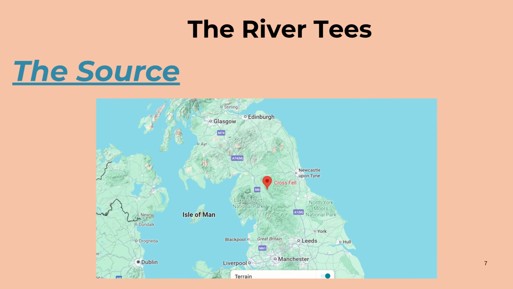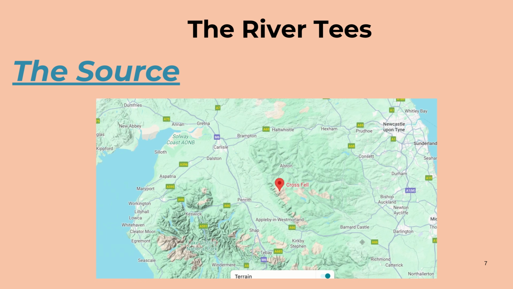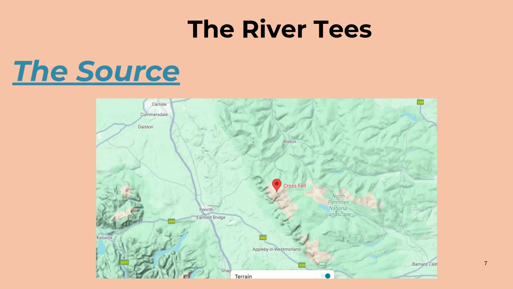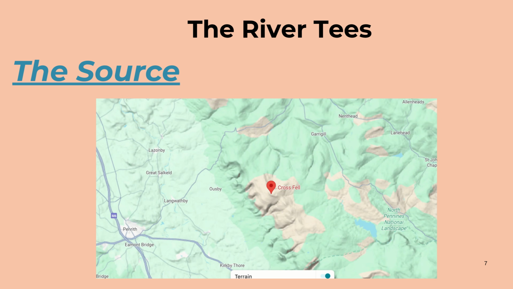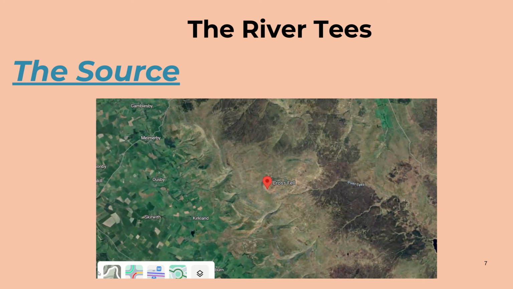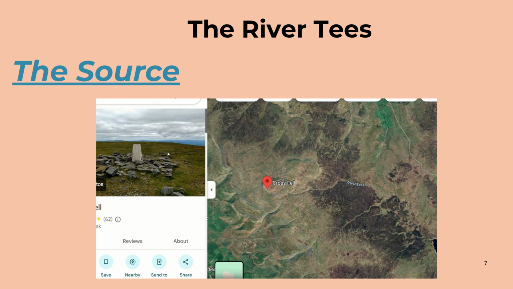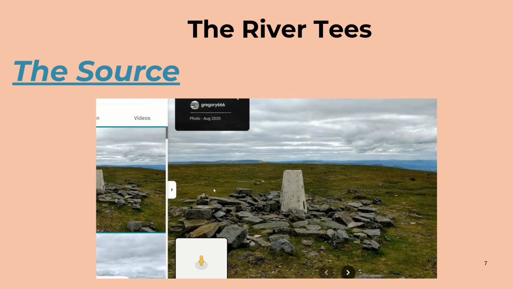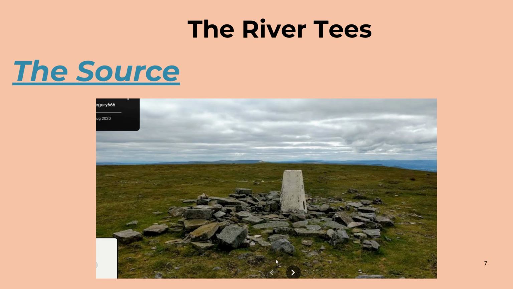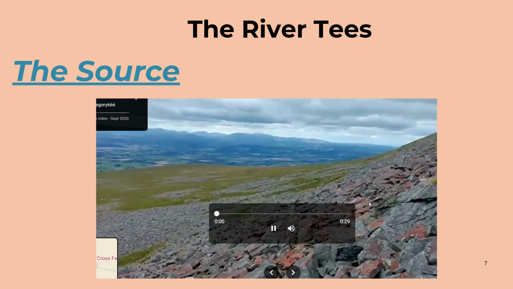So let's get straight to it and look at the source of the River Tees. That is where the River Tees starts. And as you can see, that is in the Pennine Hills in northern England, often called the backbone of England. Cross Fell is the actual starting point, the feeding point, if you like, for this amazing river. It's at 893 metres above sea level, so nearly 900 metres above sea level. And this area receives over 2,800 millimetres of rain. So we can see why it's getting this dramatic landscape.